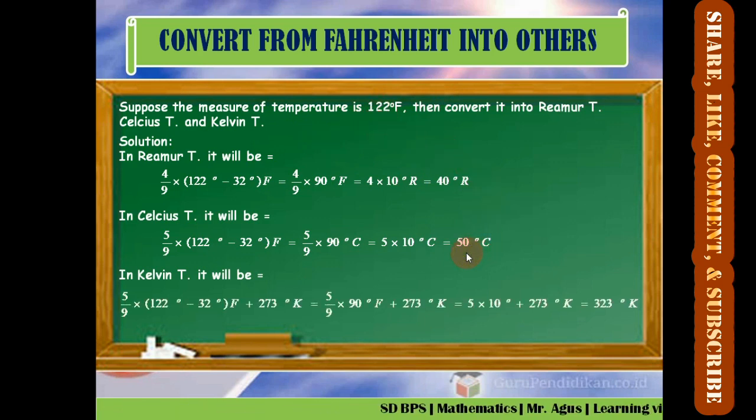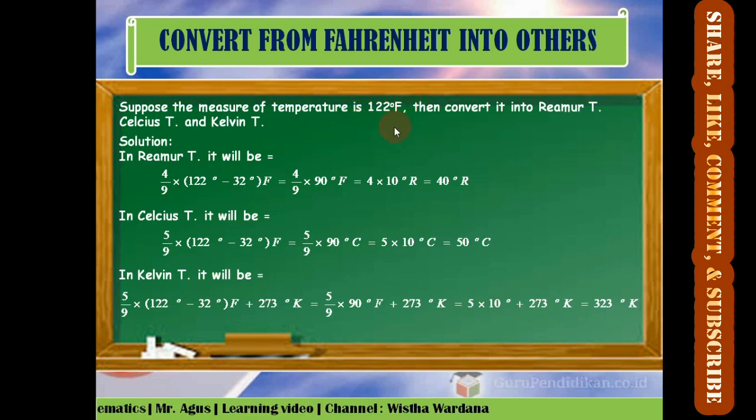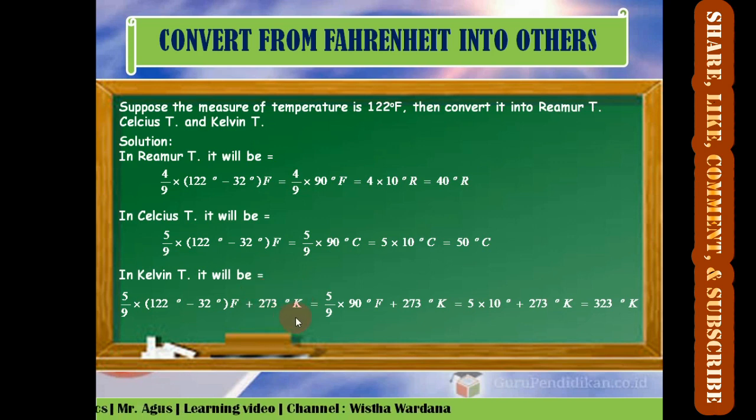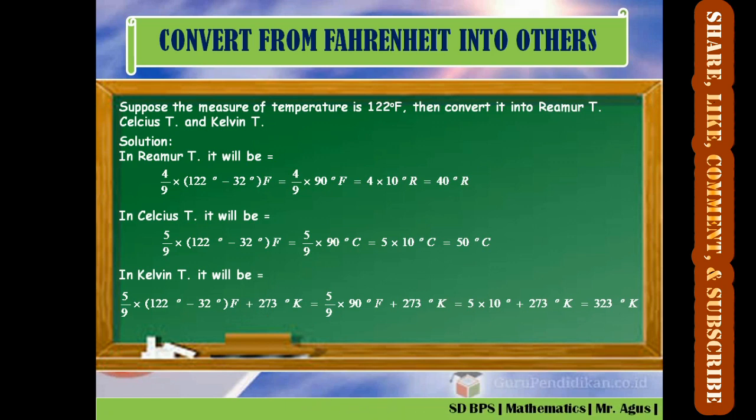And the last one is you write the value of 122 degrees Fahrenheit in the Kelvin thermometer. The start is similar to the Celsius thermometer. We have 5 per 9 because the proportion of the Celsius thermometer is the same as the Kelvin thermometer, and then subtract 32 and you will get the same as the Celsius thermometer. But the difference is adding 273, because we have different lowest values again.